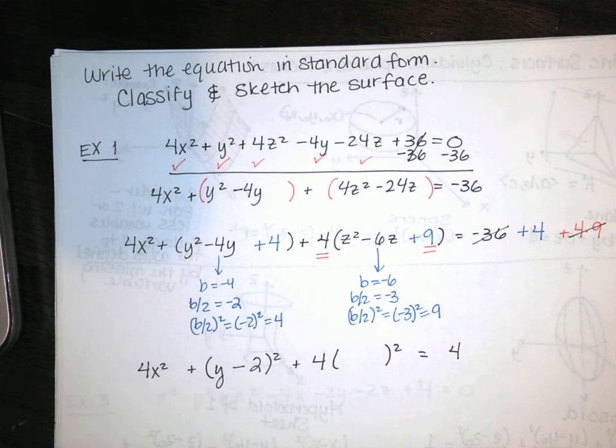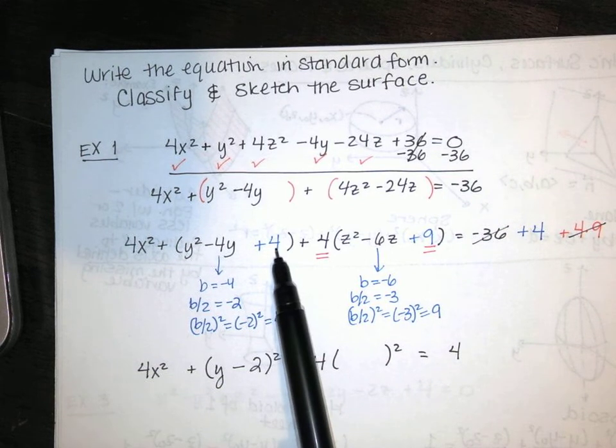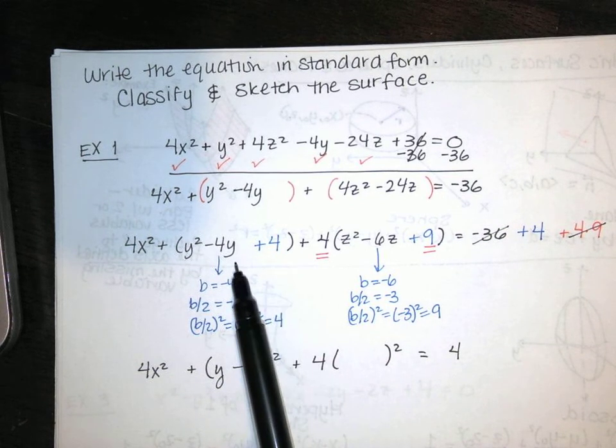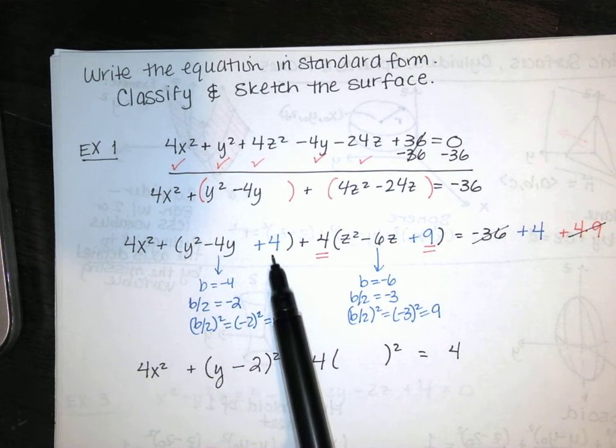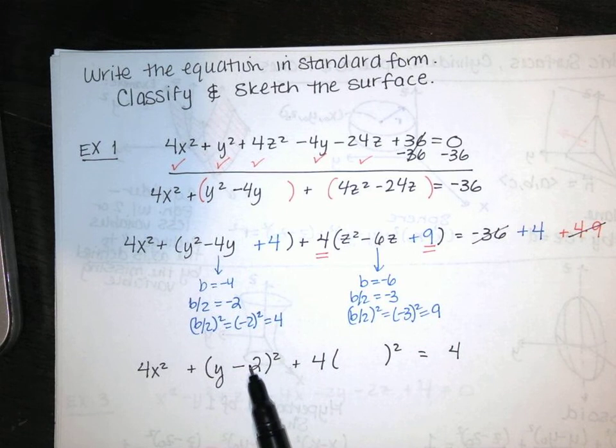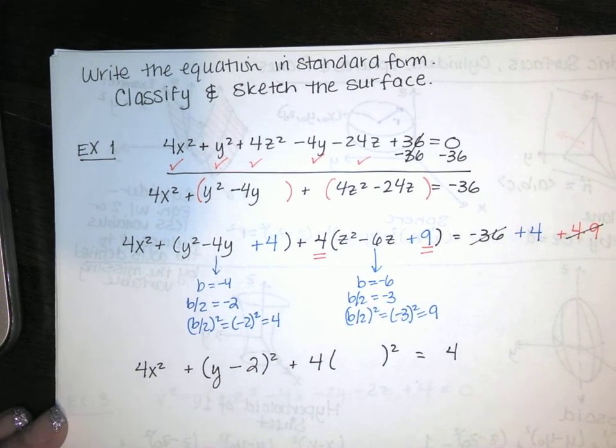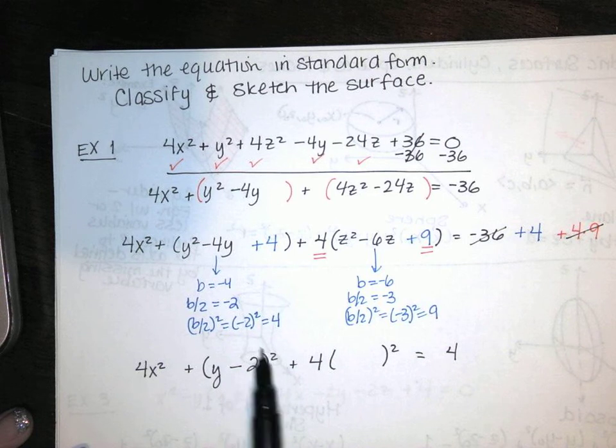Or you could just factor the traditional way. I'm looking for two numbers that multiply to give me 4 that add to negative 4. Negative 2 and negative 2 will work because negative 2 times negative 2 is 4 and negative 2 plus negative 2 is negative 4. So that is that factored. Also, this number is always b over 2. If you want to remember that as a rule, you can.